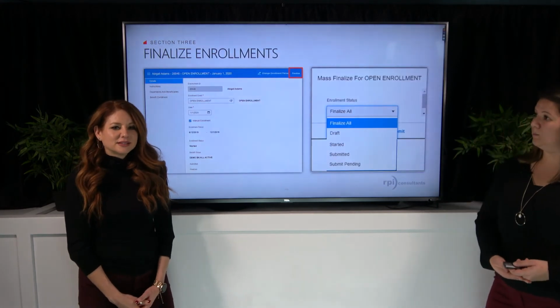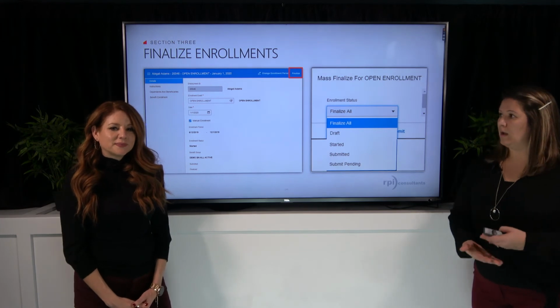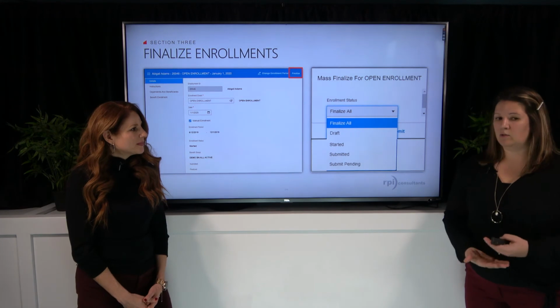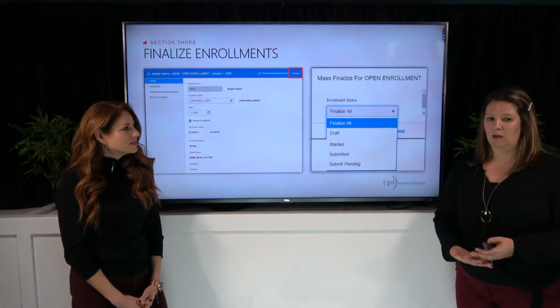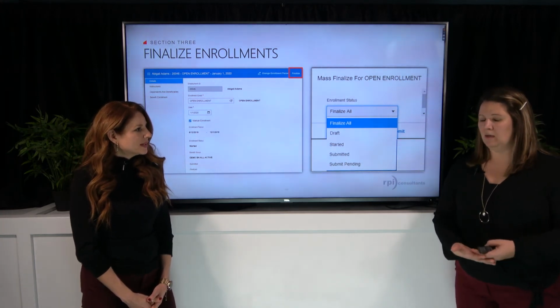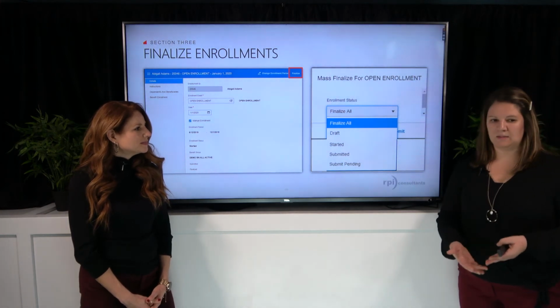So the last piece of open enrollment is finalizing. Employees are able to make changes until their enrollment is finalized. You do have options to finalize immediately if that's something your company wants to do. For open enrollment, I haven't seen clients do that. They usually do a last day, finalize, a mass finalize.